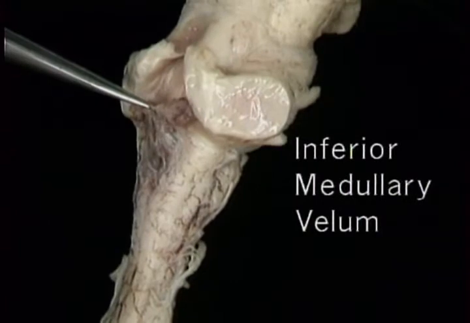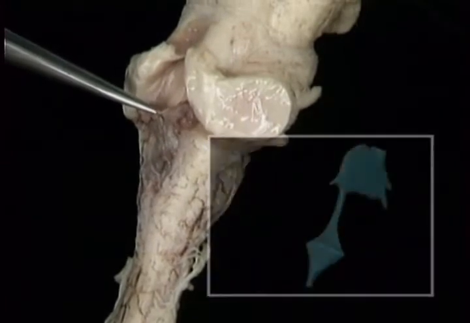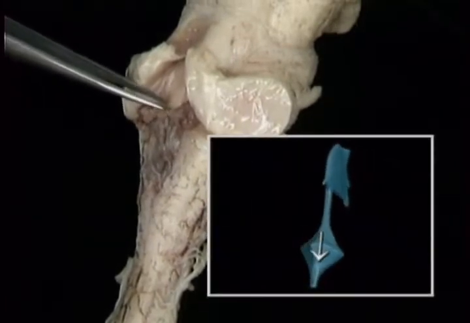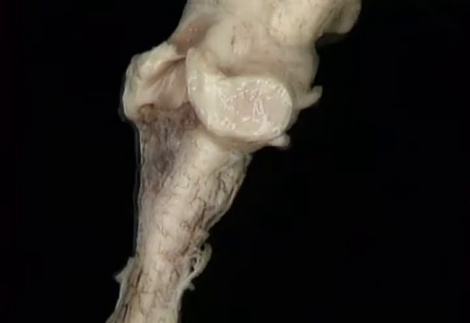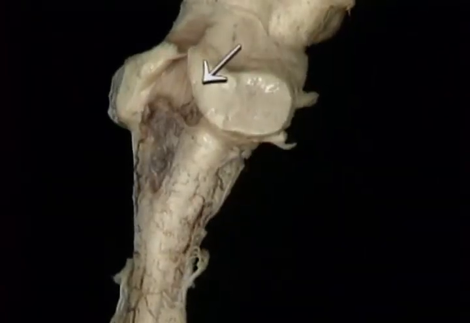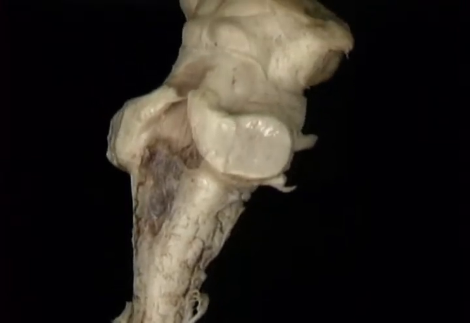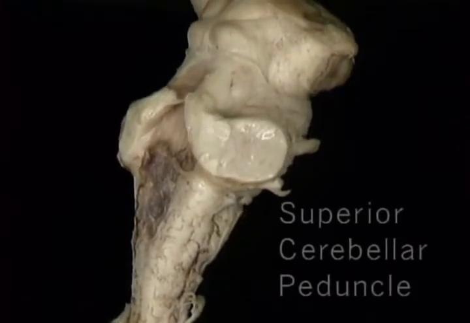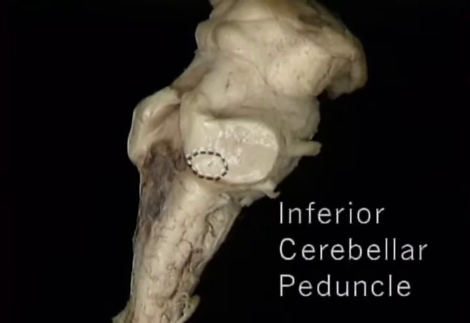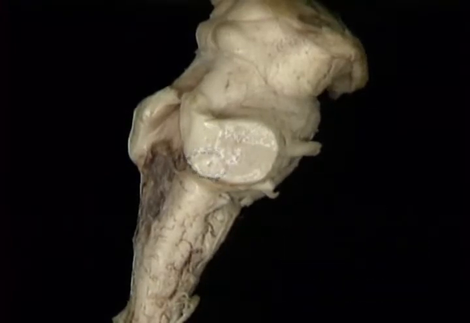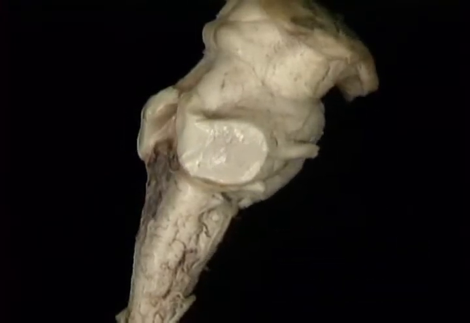Delicate tissue, the inferior medullary velum, forms this part of the roof. This cut surface is the attachment of the cerebellum. It's described as consisting of the superior, middle, and inferior cerebellar peduncles, which are somewhat fused together.